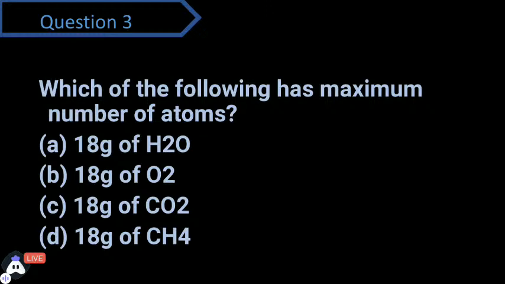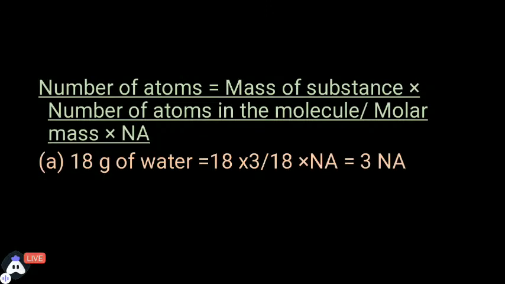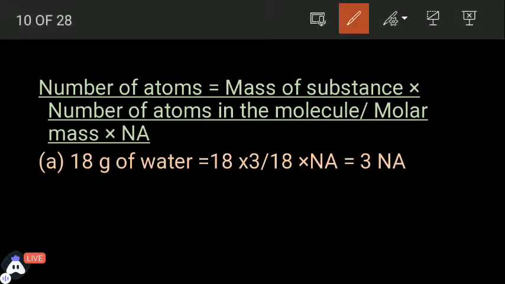Okay. If you can see it on the screen, the next slide shows you the formula of number of atoms, and that is mass of the substance into number of atoms in the molecule upon molar mass into Avogadro number. So if we talk about 18 gram of water, mass in grams is what? 18. See, if we are talking about number of atoms, how do we solve it? First of all, it is mass in grams upon molar mass. The molar mass is again 18. So we got the number of moles.